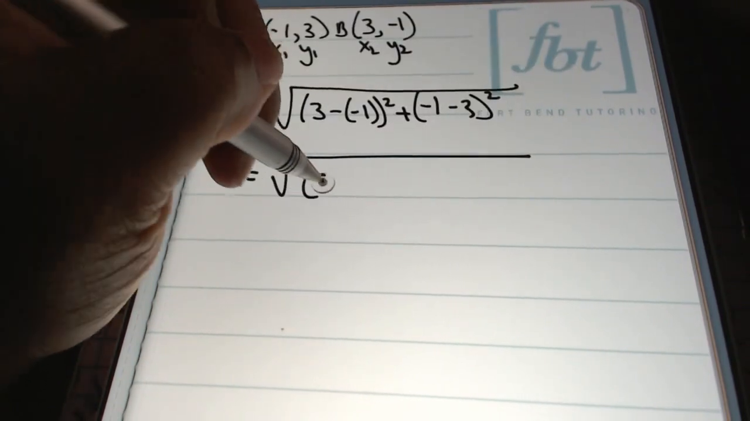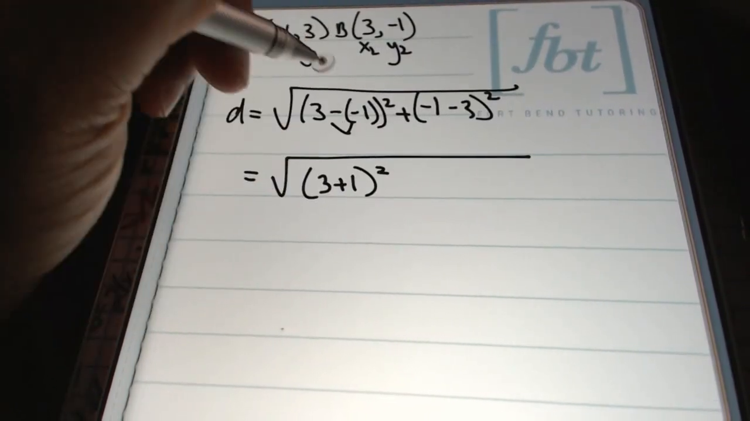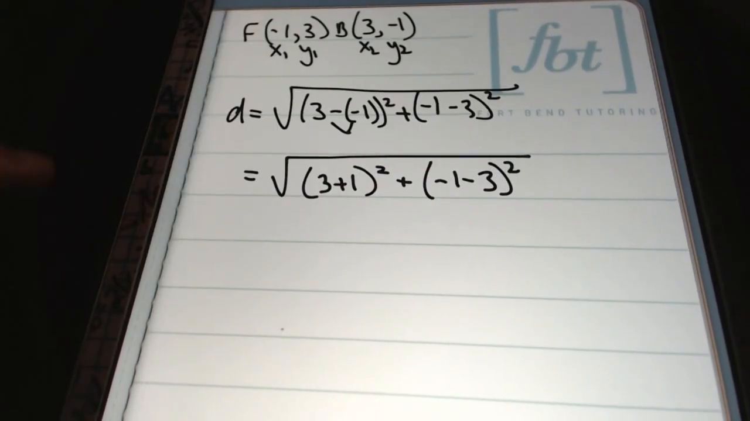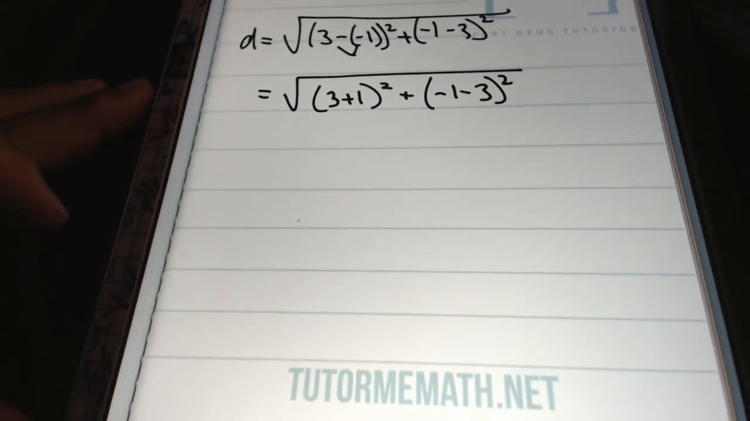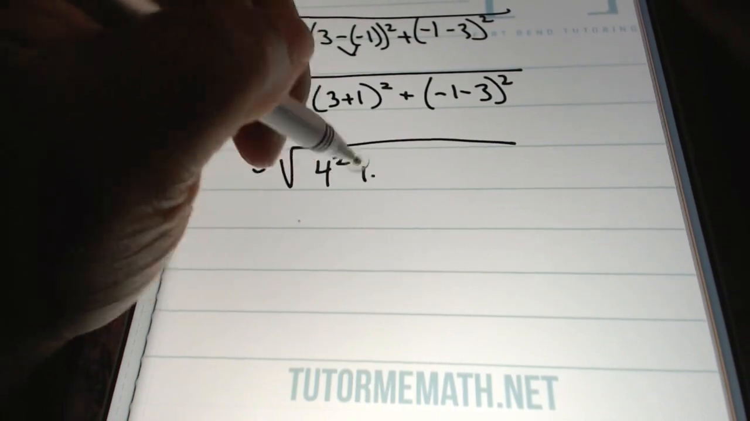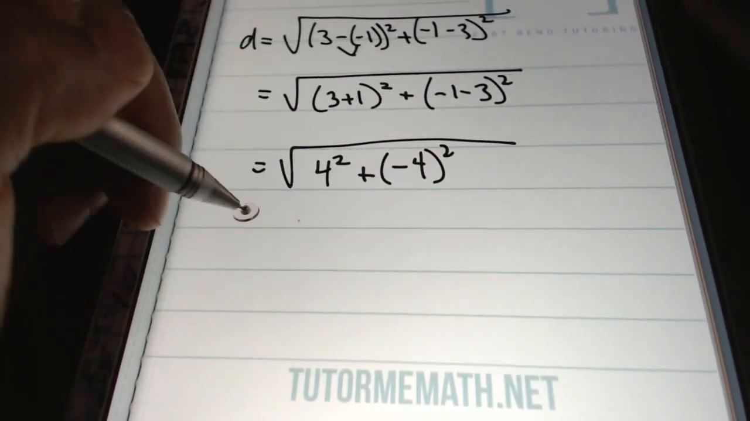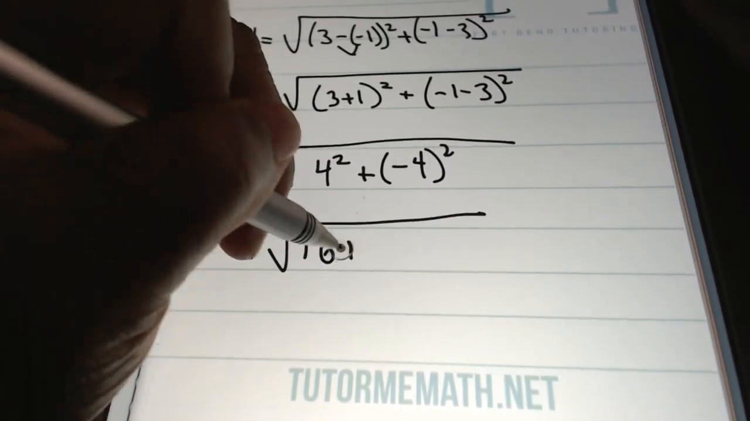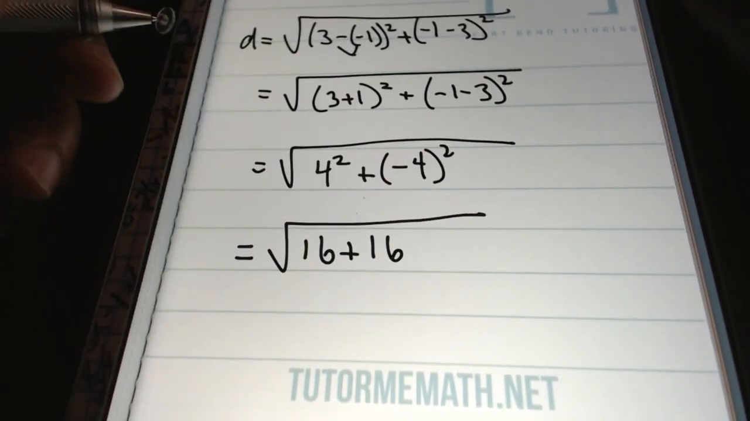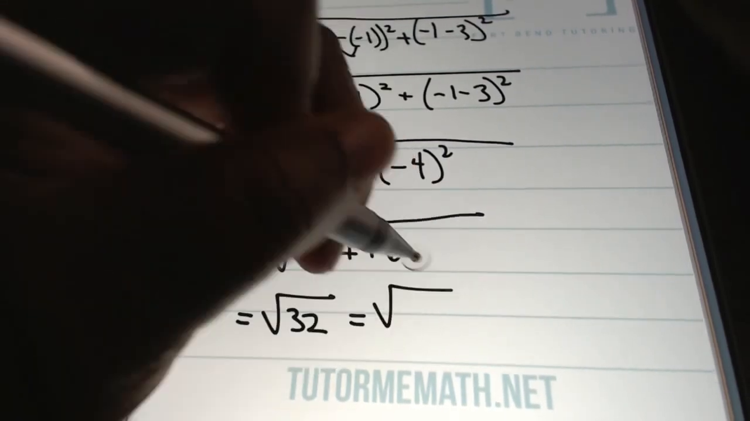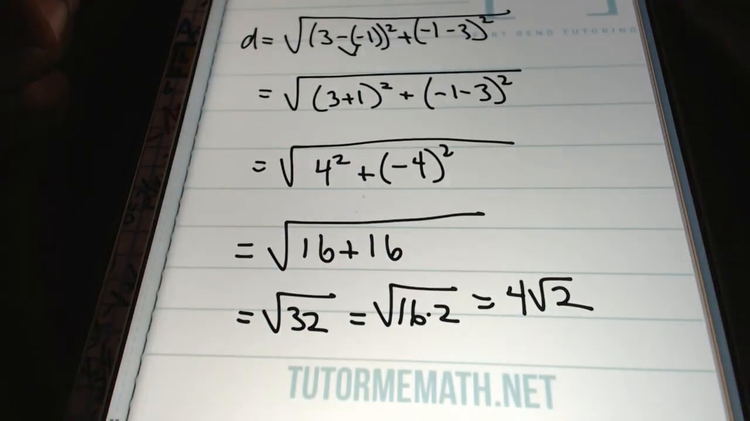This now gives me 3 plus 1 squared as we combine those signs. This is still -1 minus 3 squared. And then from there, ladies and gentlemen, we'll have the square root of 4 squared plus -4 squared. Well, what are you going to do with this? From here, you'll end up with 16 plus 16, right? So isn't this result going to give you the square root of 32, which then can be broken up into 16 times 2, which gives you a result of 4 times the square root of 2, guys?